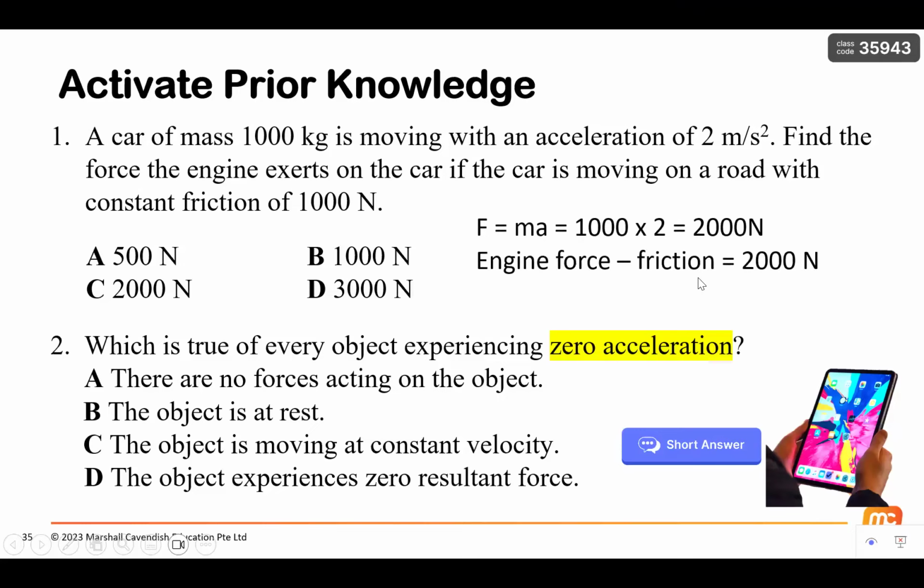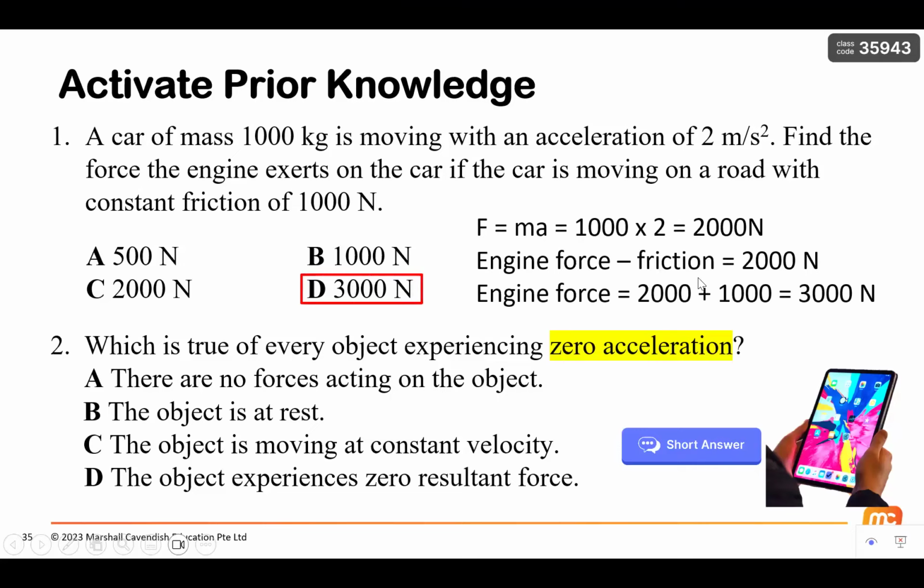And then I'm going to use the formula forward force minus backwards force equals resultant force. So my engine force is my forward force that pushes the car forwards, minus the backwards force, which is friction, equals the resultant force, which is 2000 newtons. And when I sub in, engine force will be 2000 plus 1000, which is the frictional force. So in the end, I will get 3000 newtons. That will be my engine force.